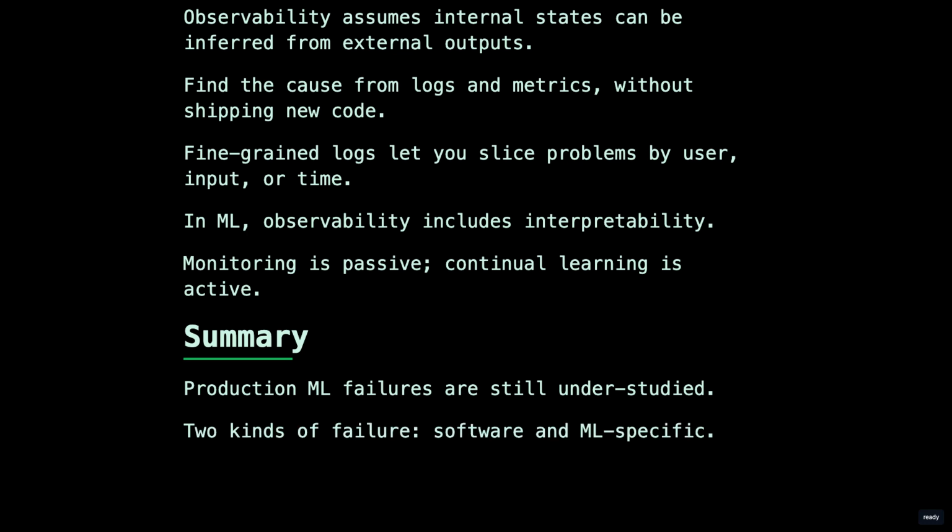That distinction helps separate ordinary engineering breakdowns from failures tied to the model itself. Most incidents today still fall into the first category, but as the surrounding infrastructure improves, the ML-specific cases become more important to understand.